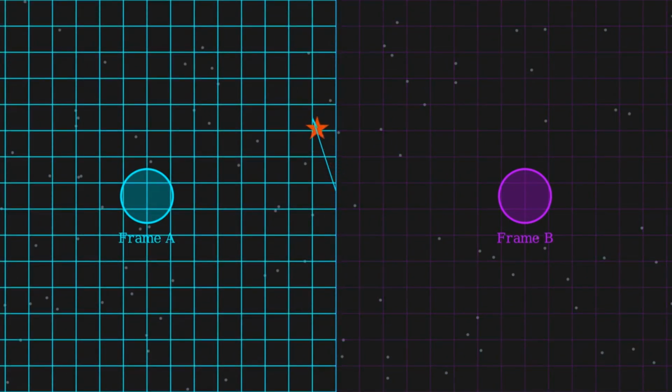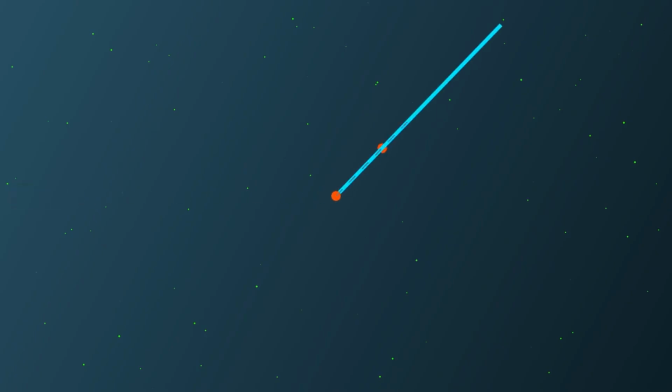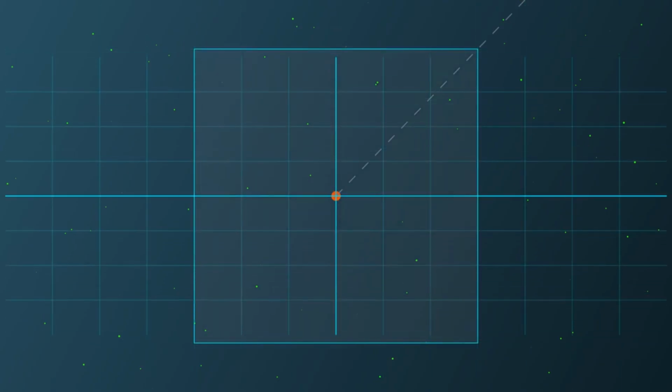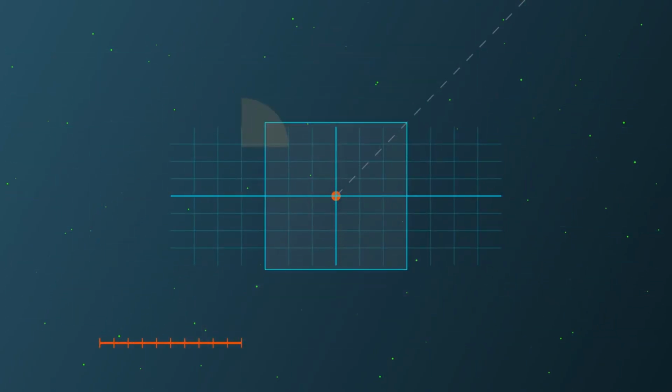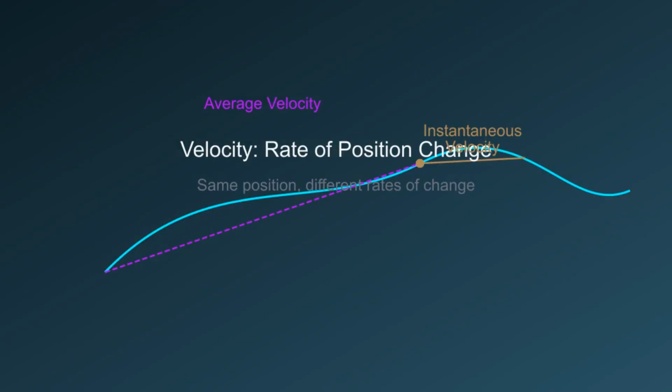Let's wrap up what we've discovered. The object model simplifies complex objects into point particles. Displacement measures the change in position, not distance traveled. As a vector quantity, displacement includes both magnitude and direction. Coordinate systems provide the essential framework for all measurements. In our next video, we'll explore how displacement changes over time. We'll discover velocity, the rate of change of position, and learn why average velocity and instantaneous velocity are two very different concepts.